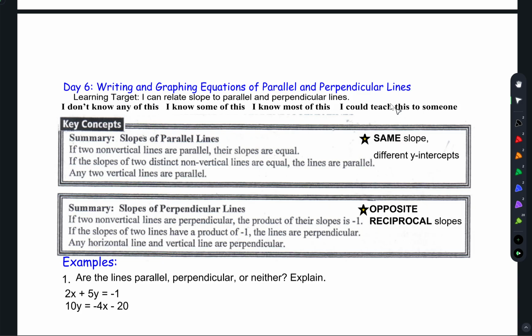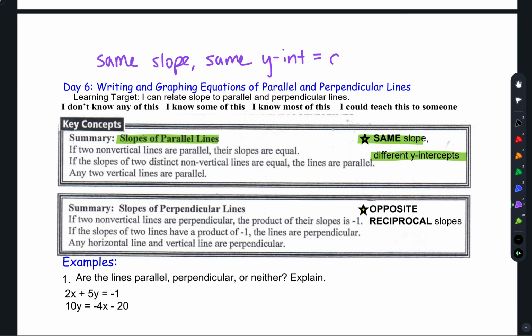When I talk about parallel lines, the one thing that I am looking for is that they have, number one, the same slope. And in order to not be the same exact line, they have different y-intercepts. When you see a line that has the same slope with the same y-intercept, that means they're literally the same line.